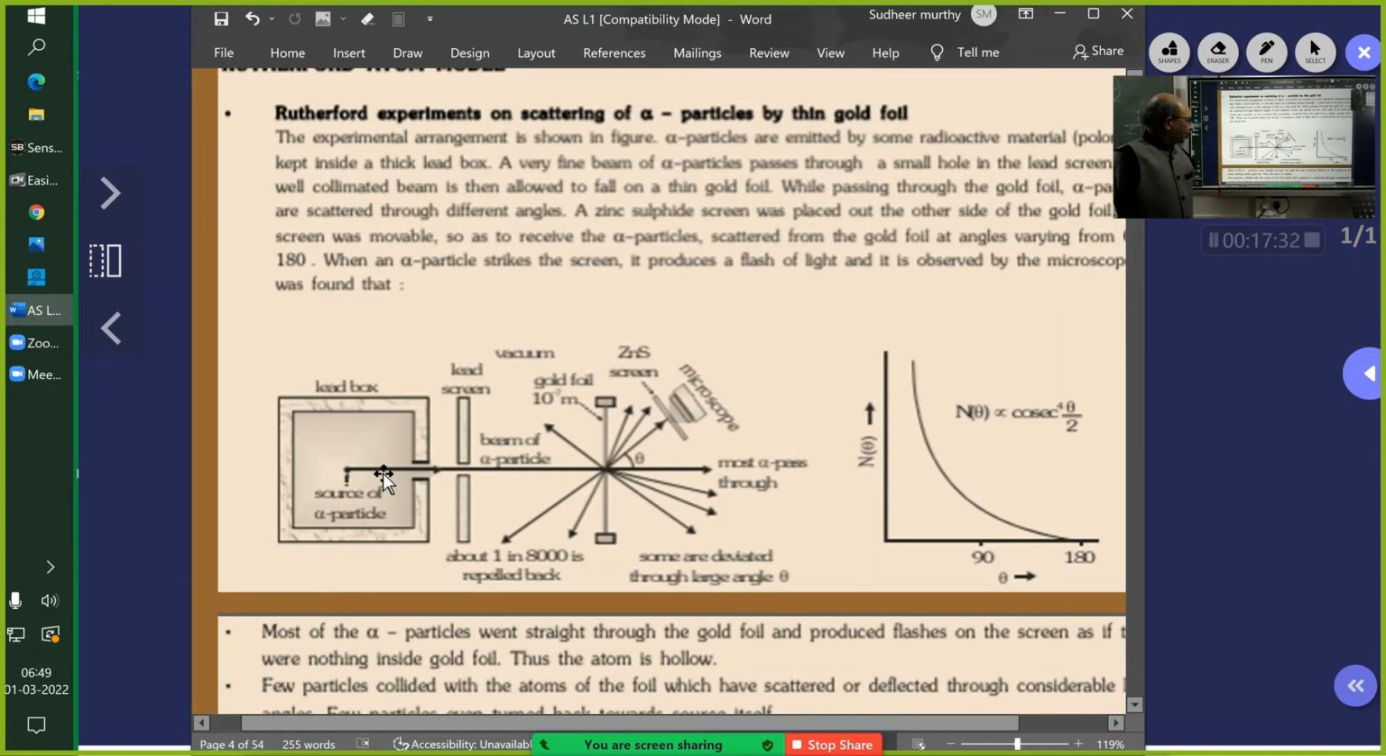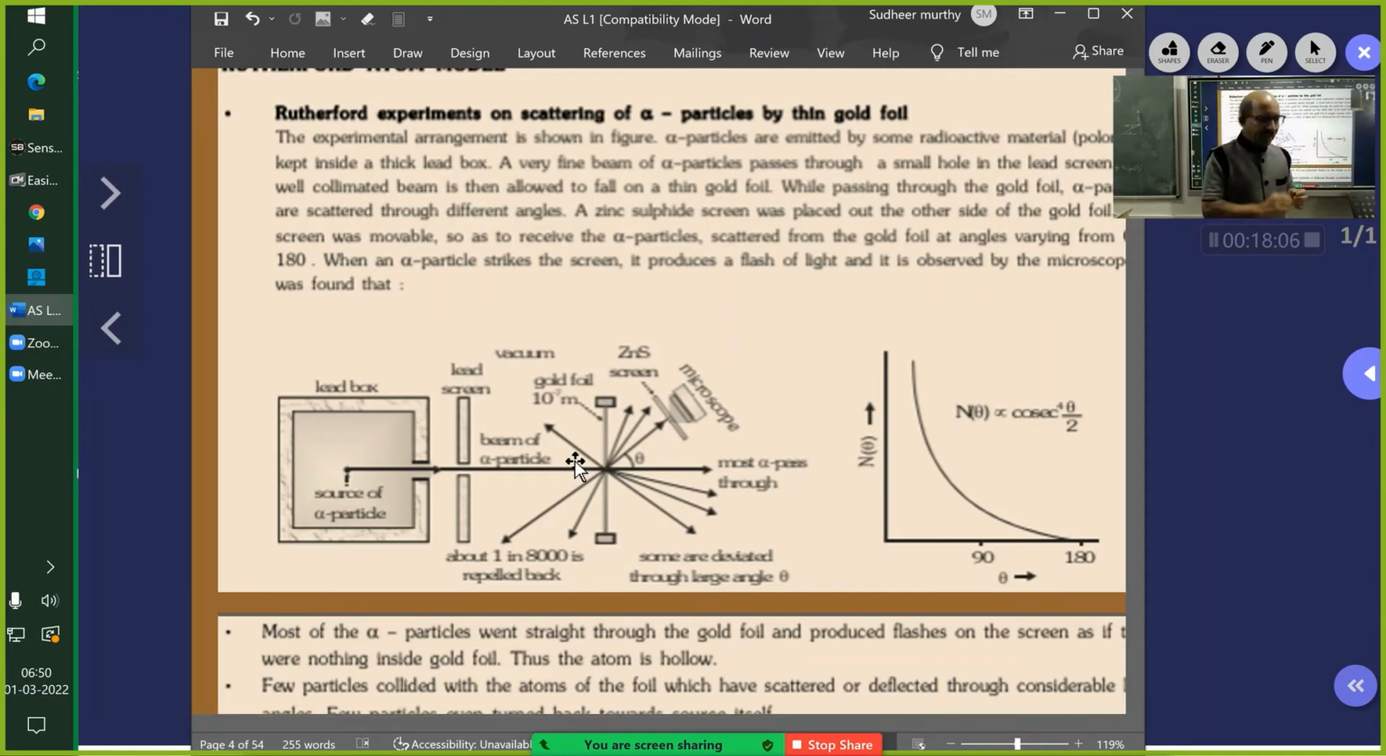A potential difference is created so that these alpha particles are accelerated, and there is a very thin gold foil. The alpha particles are made to impinge on this gold foil. I am showing you only one ray, but please understand there is a swarm of alpha particles coming out. Many alpha particles are bombarding the gold foil, not in full space, but in a small area.